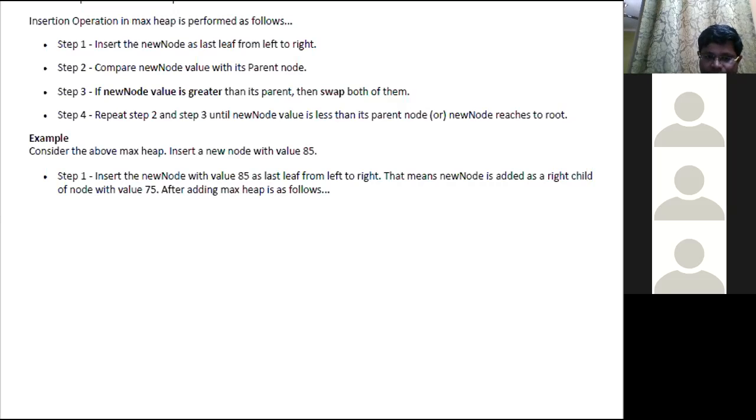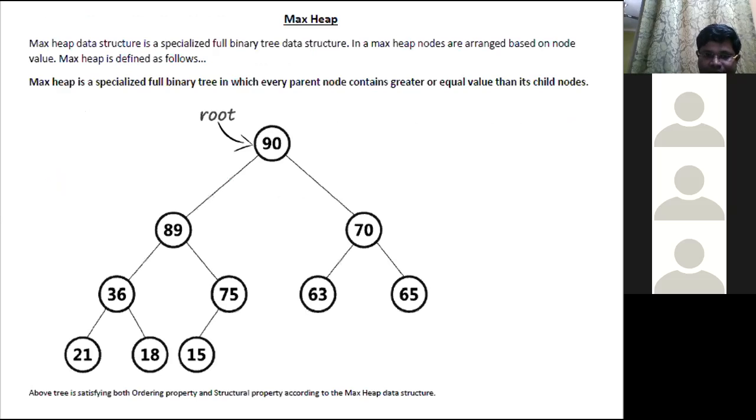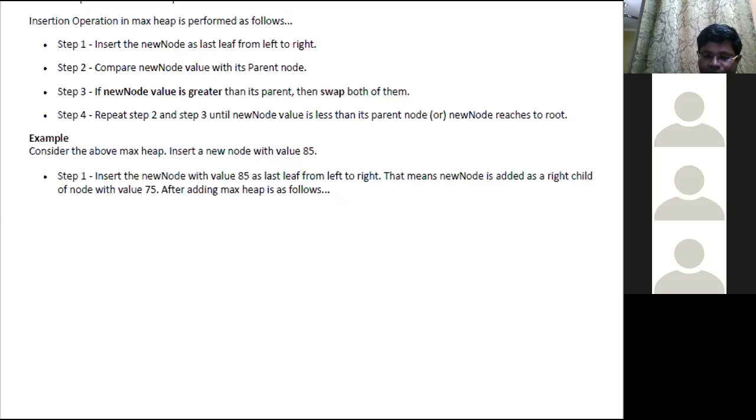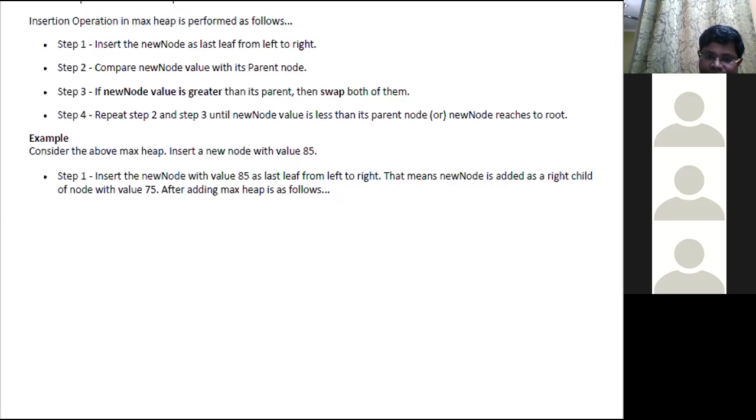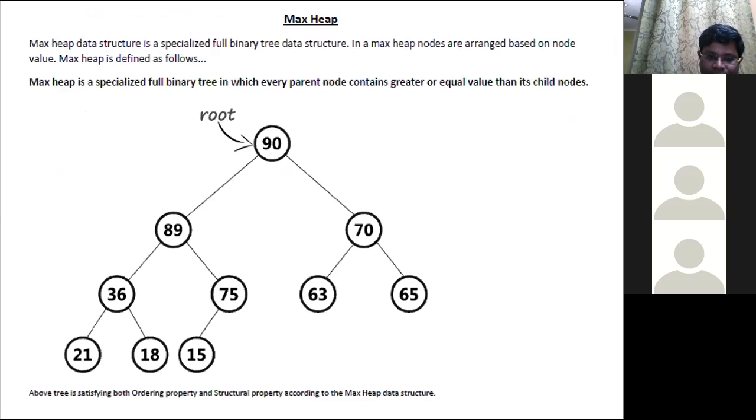So let us take an example. This is the heap that we have constructed. And suppose we are going to insert a particular element. Suppose we are going to insert the value 85 into this heap. So where will this 85 value be placed? It will be placed here, because we keep on inserting to the left and right, left and right. So this place is free here. If any element comes, it will be placed here.